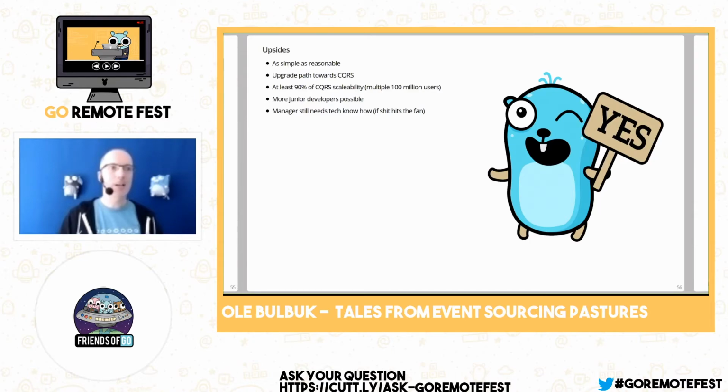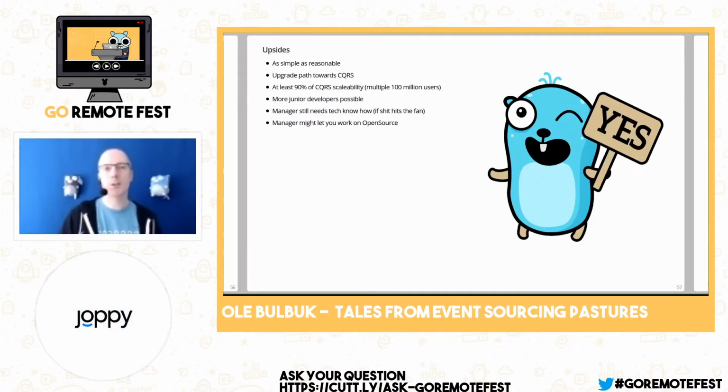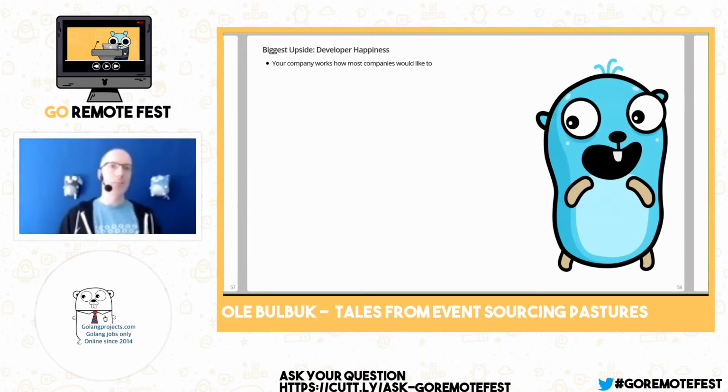And yeah, instead, management might let you work on open source, right? If you have a much simpler product and deliver good value quickly, and you have some additional time that you can spend on some open source project that can be really highly technical and cool. And there you can really show off and write cool blog posts or whatever, right? And yeah, this biggest upside is developer happiness, I think, right? So in the end, you work like most companies would really like to work.